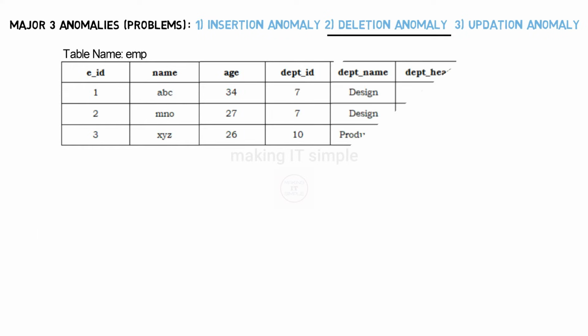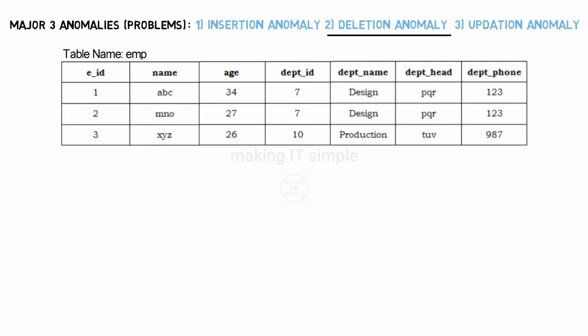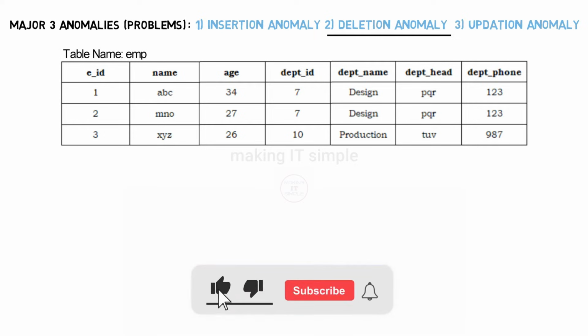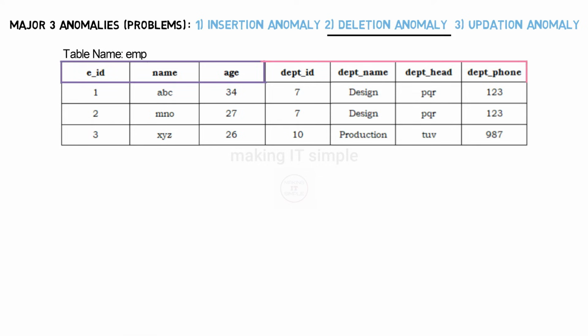In this EMP table, there are two employees of design department, and there is one employee of production department. As we saw before, this table contains data of two tables, one is employee and another one is department. Due to this we get redundant or duplicate data in our table.